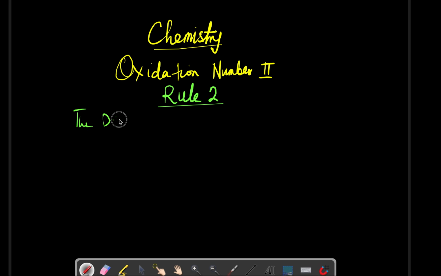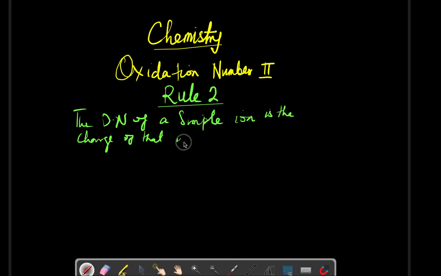The oxidation number of a simple ion is the charge of that ion. As I talk like this, plenty of people may not understand this one, but let me explain. I said the oxidation number of a simple ion is the charge of that particular ion.